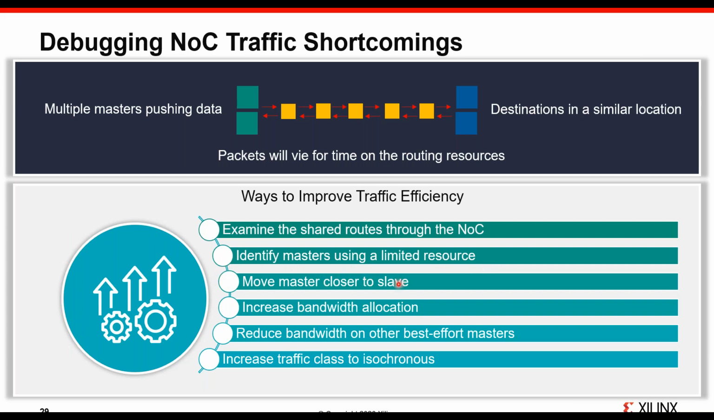We talked about earlier, maybe you move the master closer to the slave, or maybe for the higher priority ones, the ones that are really critical, give it more bandwidth allocation for that path. So yes, some of the other ones might be cut down a little bit, but if they're not as critical, that's okay. Or reduce bandwidth on other best effort masters at that point, so that when they do get access to it, they're not pushing a whole lot out of there. They're kind of pushing some, backing off, and looking what else needs it, and then going and pushing others. And maybe you increase traffic class to isochronous rather than best effort, to stop it from starvation or other things as we work our way through.